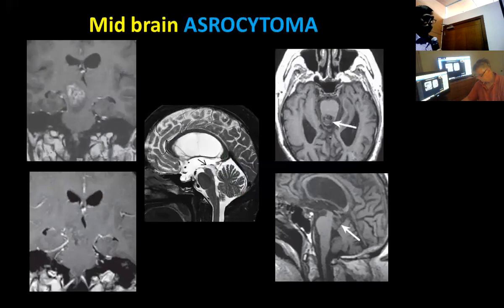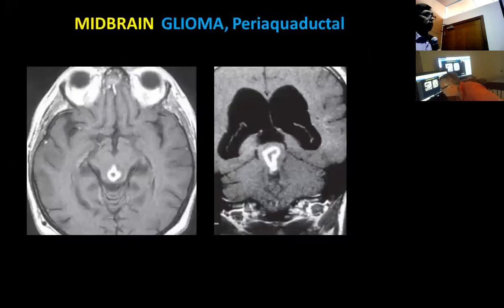And this is the open part of the medulla. This is the closed part of it. And this is the spinal cord. So this is a midbrain glioma, and it is around the aqueduct, and it's called periaqueductal glioma. A better name for it is pencil glioma.